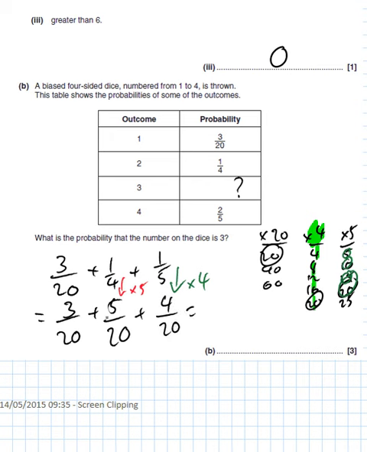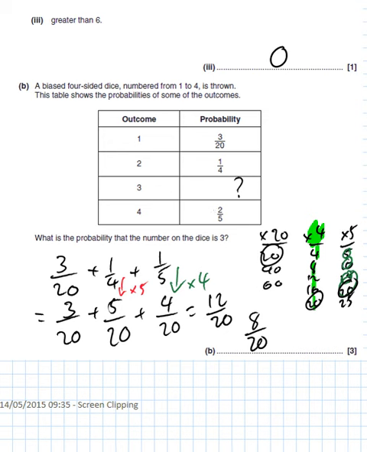Add them all together, 3, 5 and 4. That then gives us 12 out of 20. So what's left over, then, is 8 out of 20. So you could put down 8 over 20. It doesn't say anything about leaving it in its simplest form, so 8 over 20 would be a possible option.